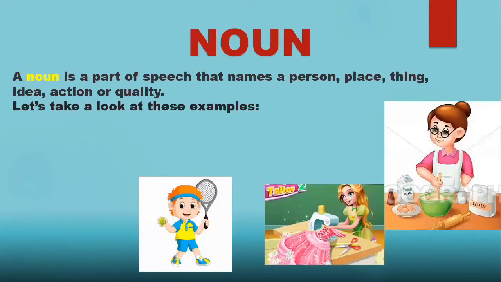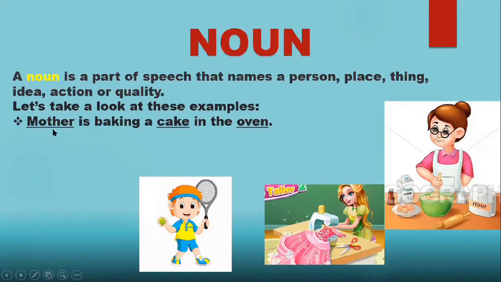Today's lesson is noun. A noun, as you can see here in yellow, is a part of speech that names a person, place, thing, idea, action, or quality. Let's take a look at these examples, okay? Mother is baking a cake in the oven. So mother is my first noun here. Now a sentence can have as many nouns as we want to use, okay? Mother then is baking a what? She's baking a cake. So a cake is a thing. A cake is a noun.